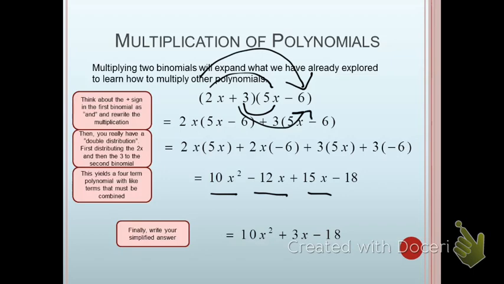So now we have a 4-term polynomial, but notice the two terms in the middle are like terms, so we can combine those. -12x and +15x is equal to +3x. So our final answer is 10x squared plus 3x minus 18.